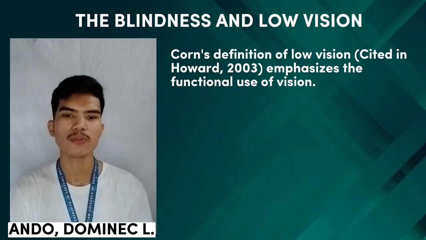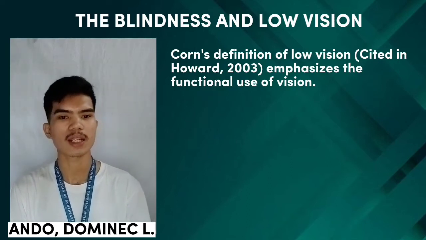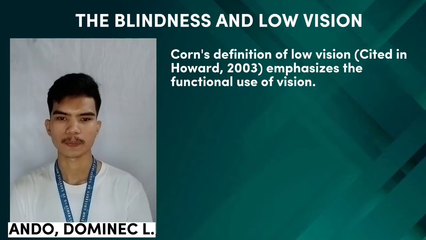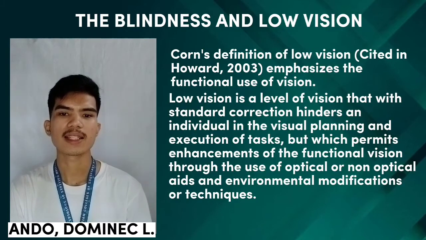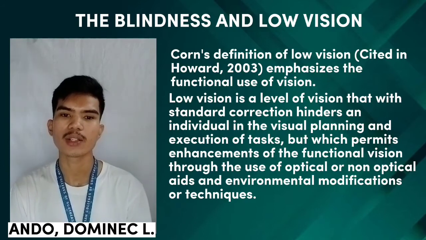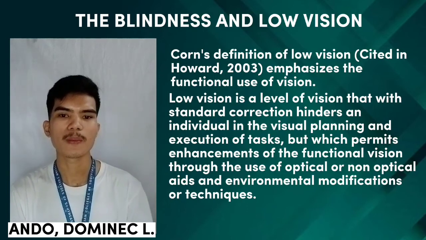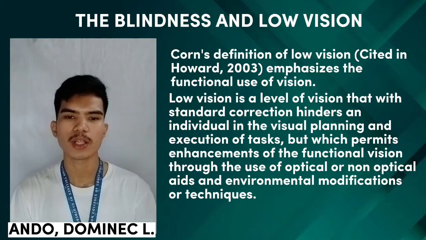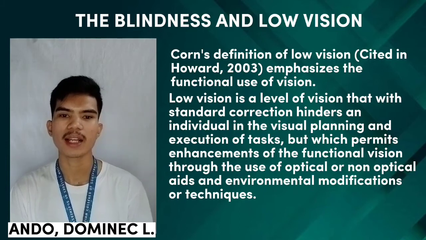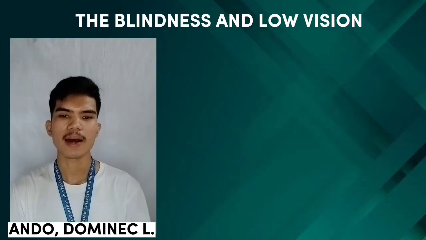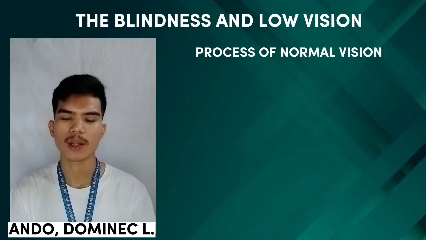Korn's definition of low vision, cited in Howard 2003, emphasizes the functional use of vision. So low vision is a level of vision that with standard correction hinders an individual in the visual planning and execution of tasks, but which permits enhancement of the functional vision through the use of optical or non-optical aids and environmental modifications or techniques. And now let's proceed to the process of normal vision.